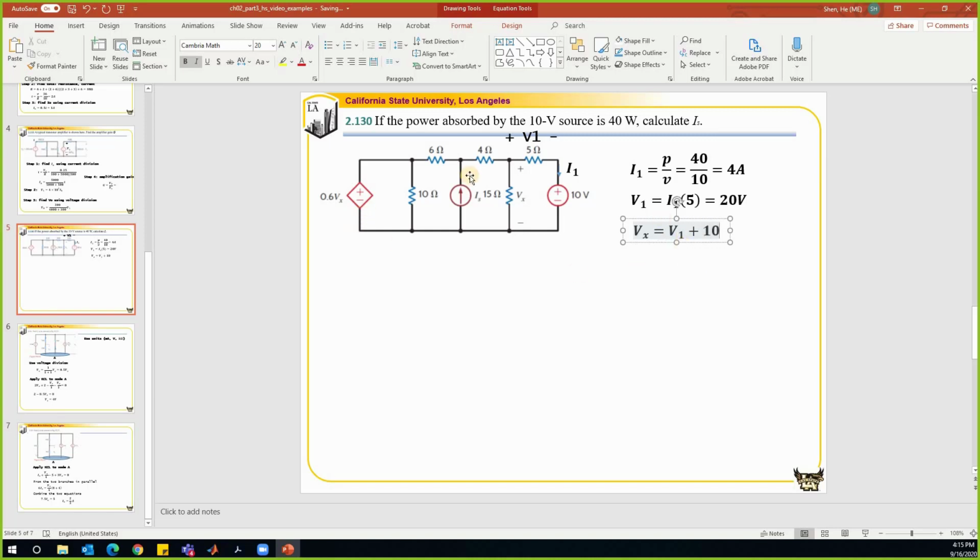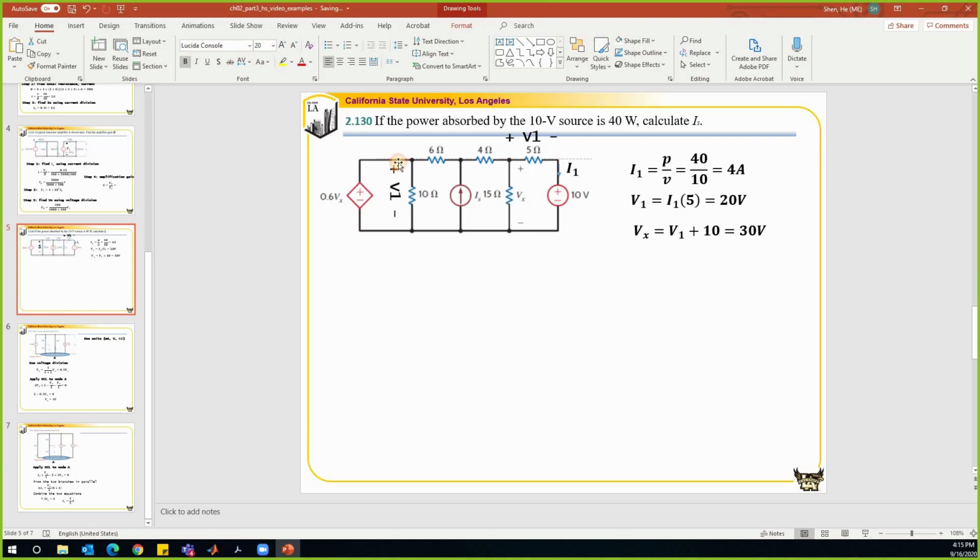So this is the way we use the definition of a voltage to find Vx. Of course, you can also use KVL by writing the KVL equation. We count the voltage drop from here, V1 plus 10, then minus Vx equal to 0, which will give you the same answer. So we find that as 30 volts. So I'm going to call that voltage V2.